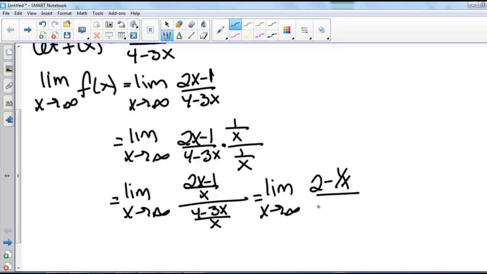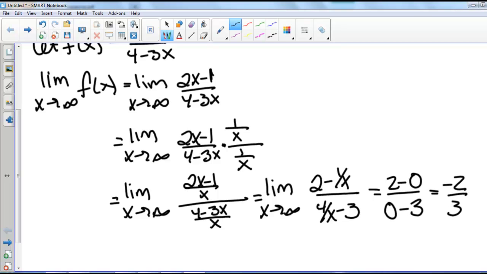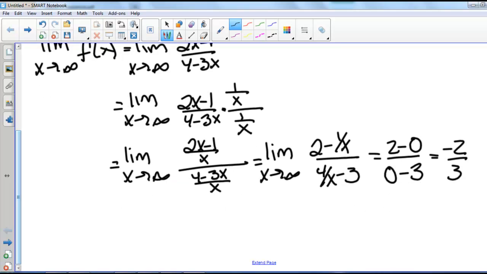divided by 4 divided by x minus 3, which gives us 2 minus 0, because 1 over x goes to 0, over 4 over x also goes to 0, so 0 minus 3, which gives us negative 2/3. So using the theorem we just learned, we can say that the limit as n goes to infinity of a sub n equals negative 2/3 and converges.